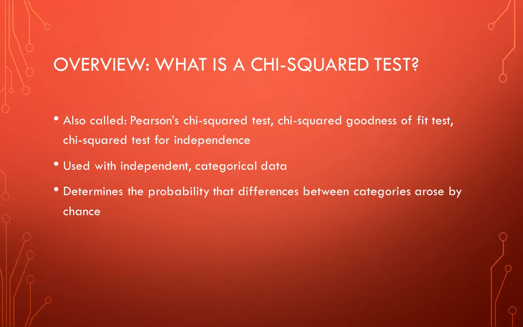A chi-square test is used to determine the probability that differences between categories of those categorical variables arose by chance. So when you do your study, what's the probability that there's really no difference and that all the variation you see is due to chance?